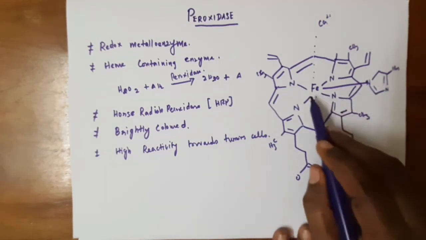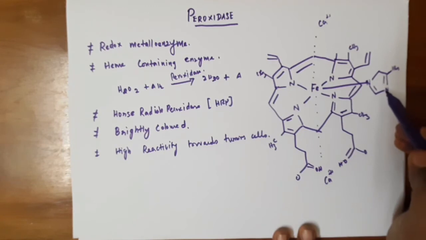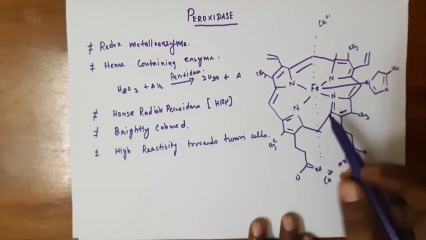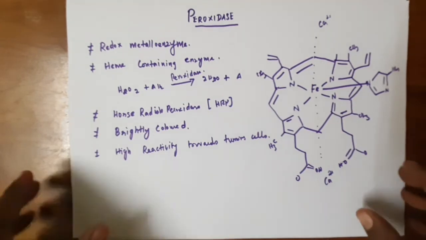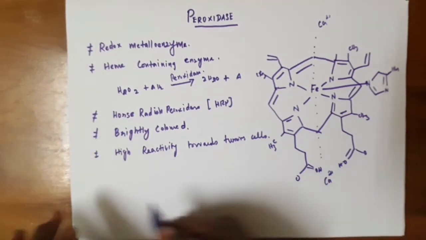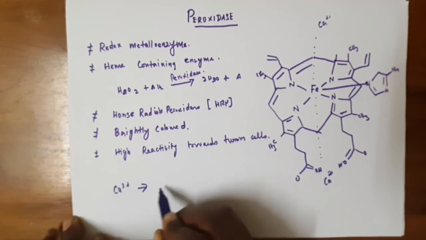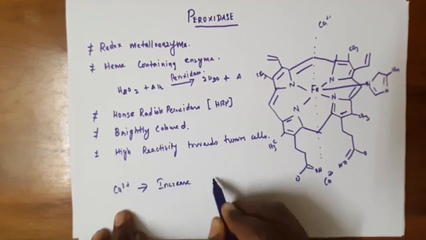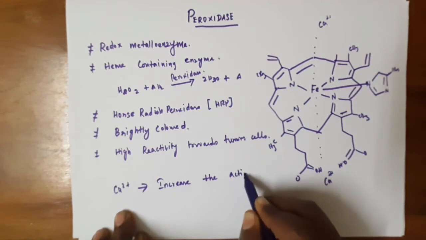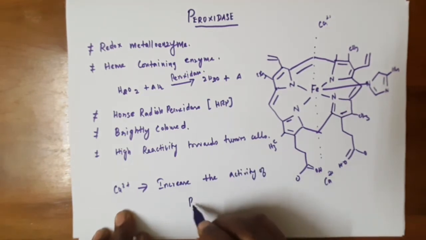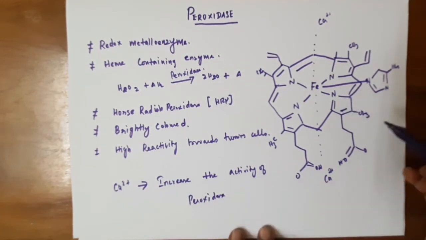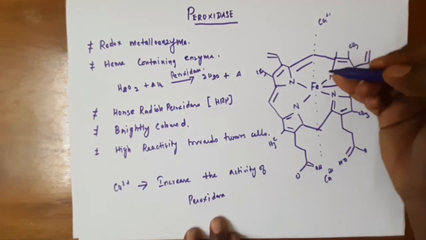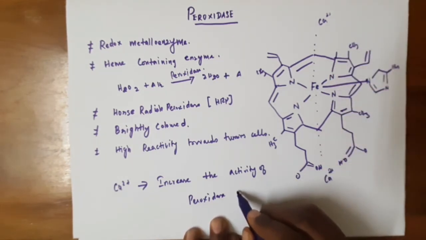And it has distal histidine groups which act as a base in the peroxidase. Because of this reason only it is a brightly colored enzyme compared to other enzymes. So the role of calcium 2 plus is to increase the activity of the peroxidase enzyme. That's why it is bound above and below the porphyrin. So these calcium atoms are very far away from the metal atom.